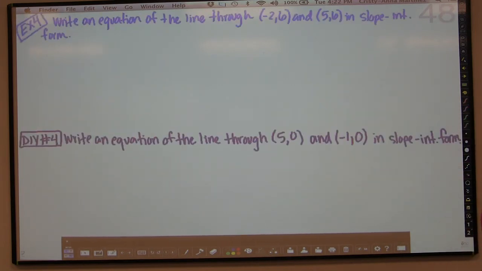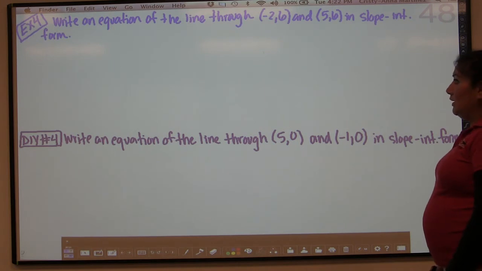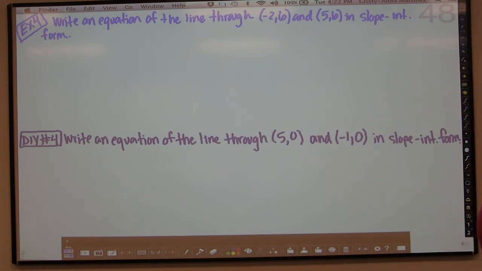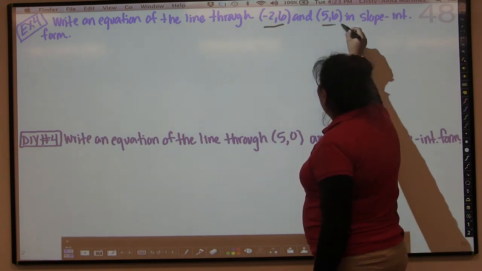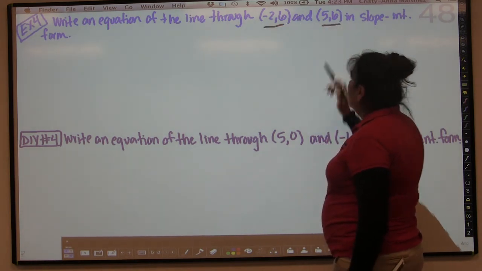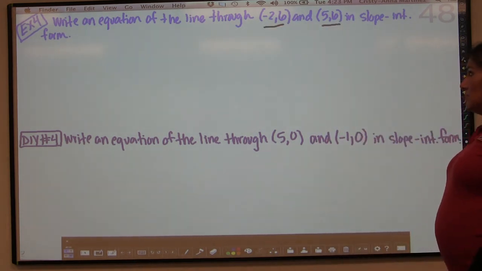And so I want you to do this example here. It says write an equation of the line through -2, 6, and 5, 6 in slope-intercept form. You might notice by looking at the two points that they have the same y-coordinate. So when I calculate the slope, I'm going to get 0 because there's no change in y.